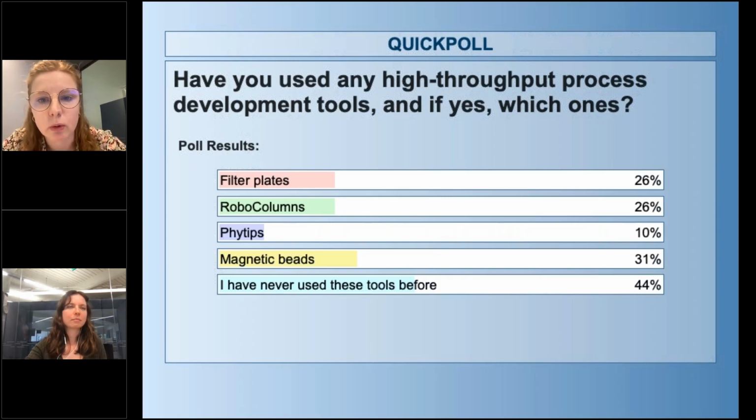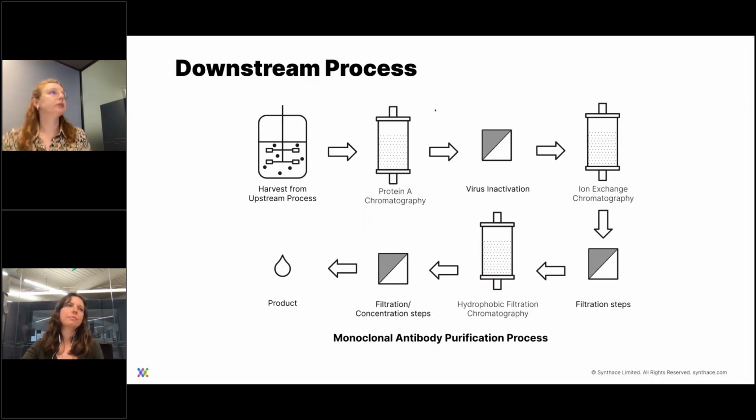And I can see that there's quite a split in the audience between the different tools because there's quite a range of them available. We're here today to talk about a downstream process, and of course, as illustrated on this example, that is about monoclonal antibody purification, but it can be extended to other types in the business of recovery of biosynthetic products, which is what we're concerned with in downstream process, right?